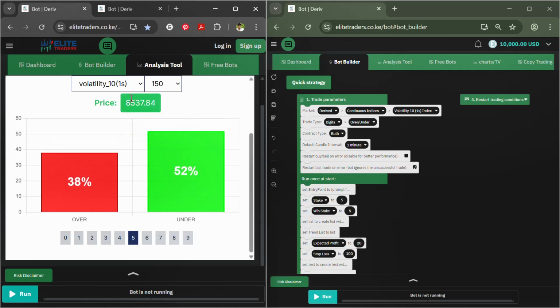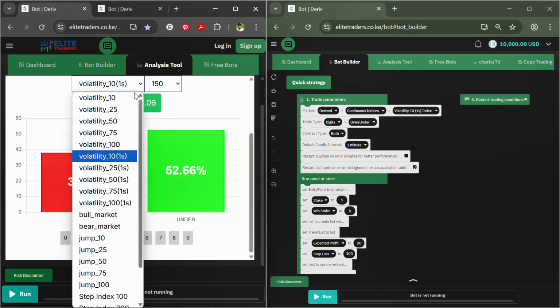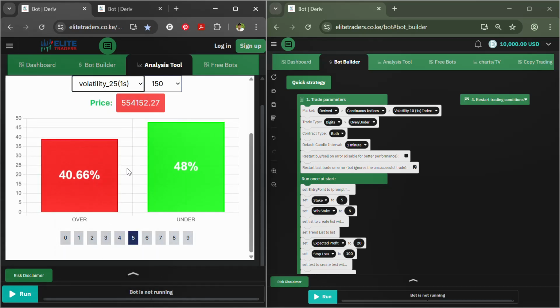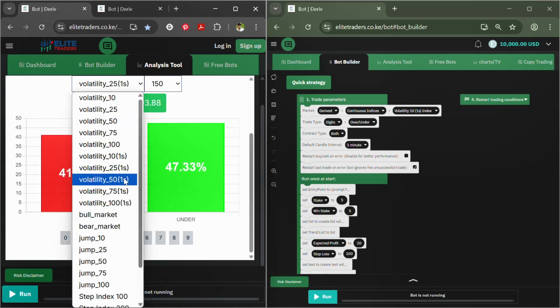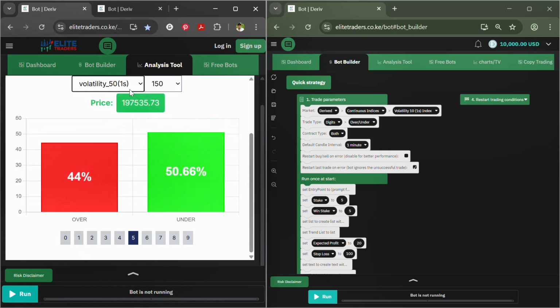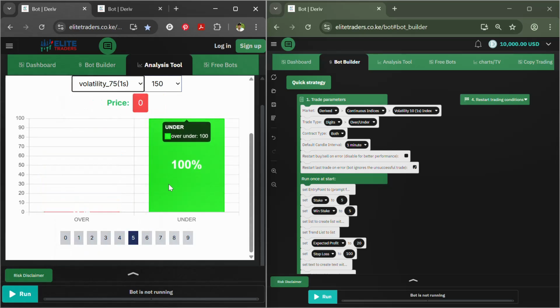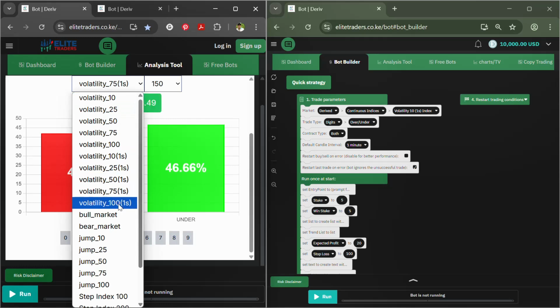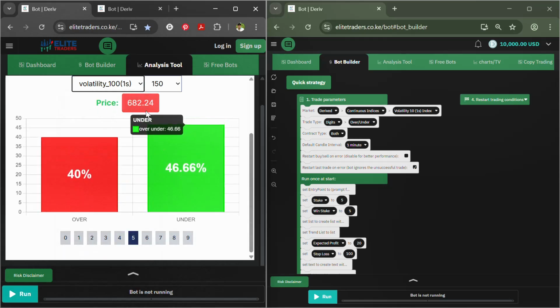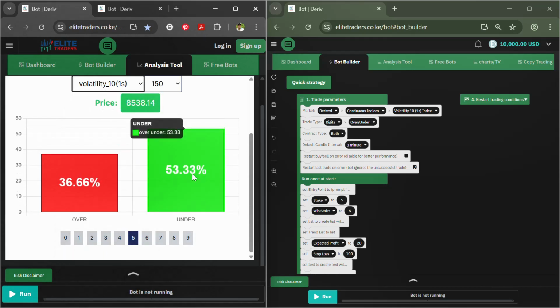Okay, so let's try to get a volatility that is 55% and above. Let's see, this is 48, this 50 is 50%. 75 1s is 47, and 100 1s is 46. So I think the first volatility, 10 1s, was much better. You can see it's around 54, 53, but it's supposed to be around 55% and above. But since this is just for demonstration, currently the market is not so good. We need to have the under 5 market at more than 55%.